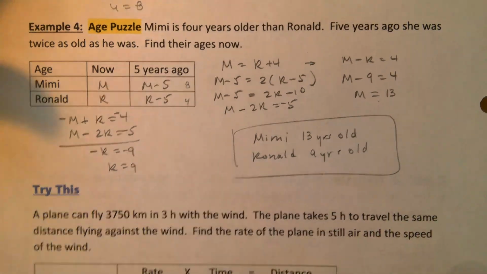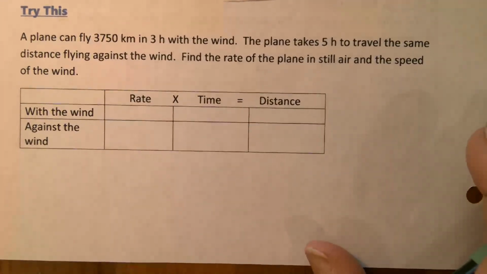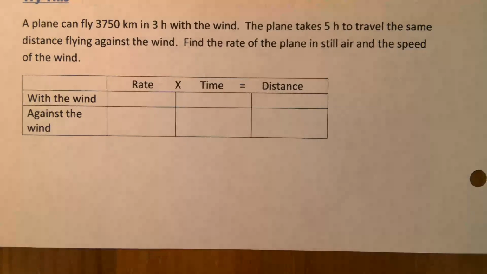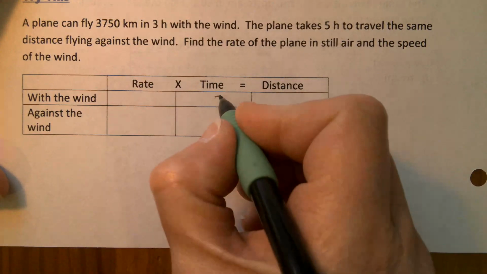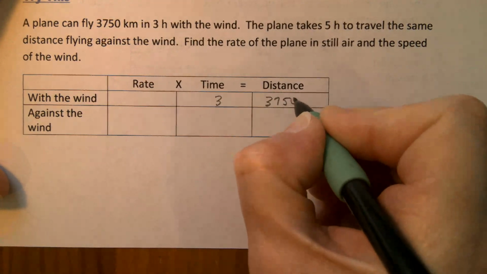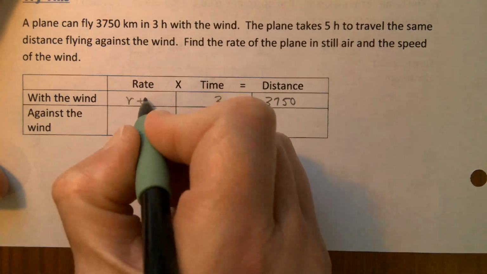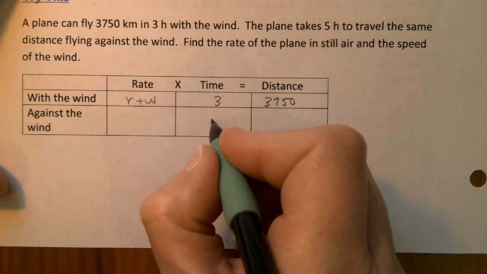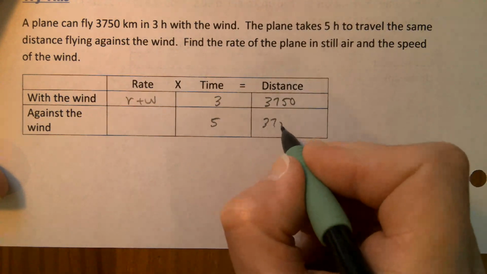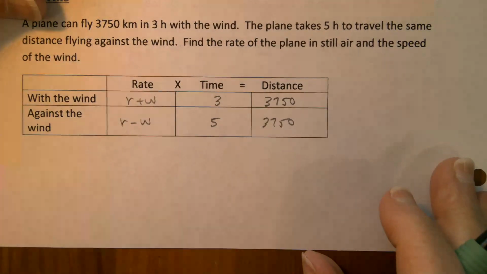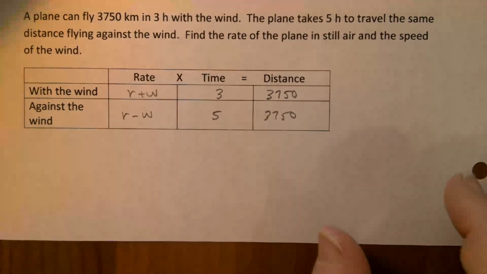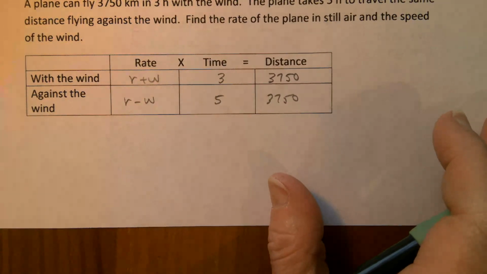Okay. All right, so let's try this. A plane can fly 3,750 kilometers in 3 hours with the wind. So with the wind, it takes 3 hours, 3,750, and we're going to say R plus W. The plane takes 5 hours to travel the same distance against the wind, R minus W. So we're going to find the rate of the plane in still air and the speed of the wind.